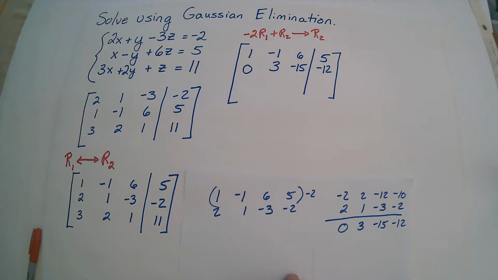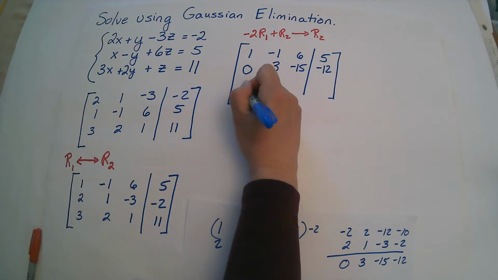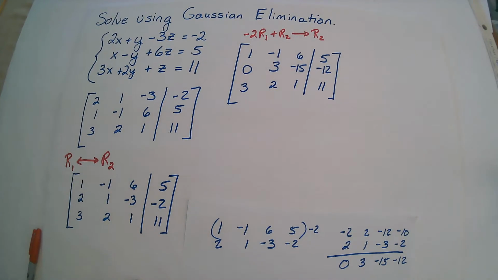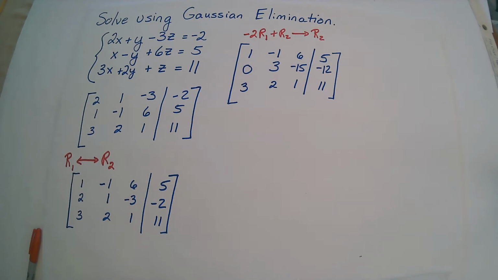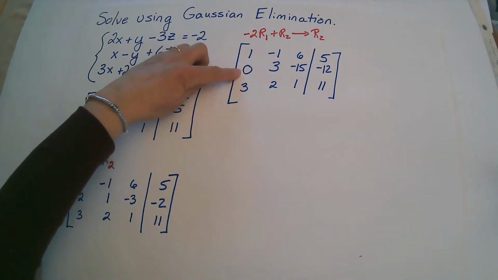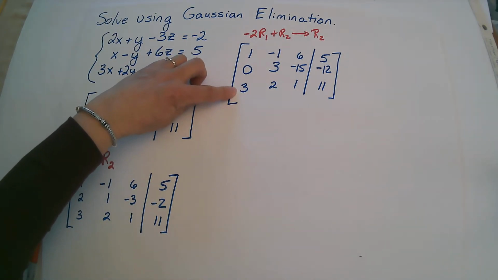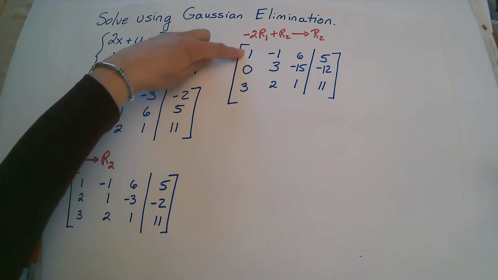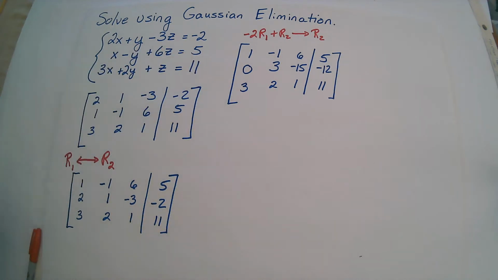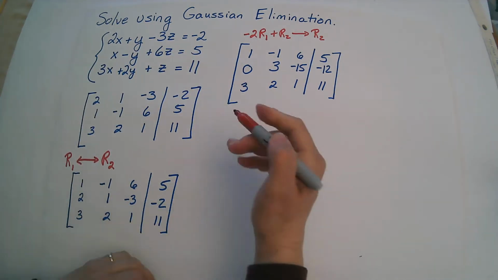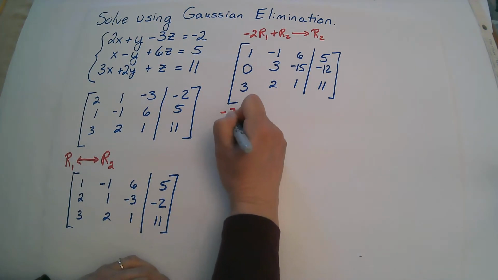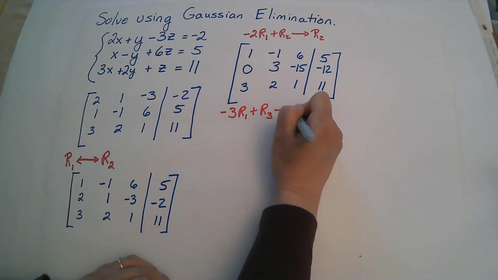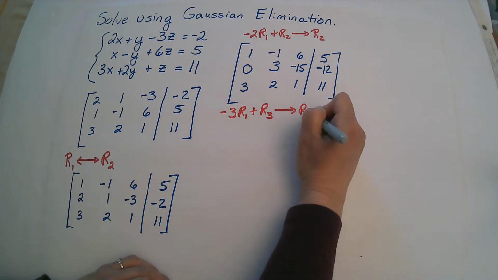Let's do our next one. Oh, I need to finish this row. 3, 2, 1, and our 11. So we have our 1 and our 0 beneath. We need a 0 here. We're going to multiply row 1 by -3, and we're going to add it to row 3. So let me jot that down. It's -3 times row 1 plus row 3, and we're going to put it in row 3.